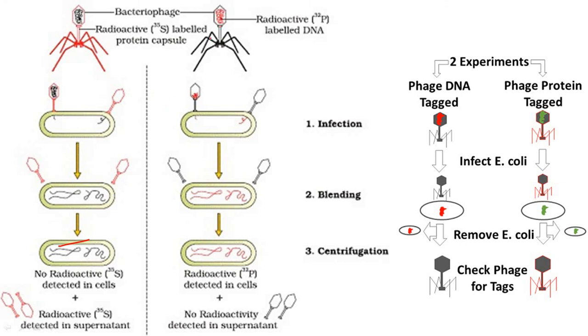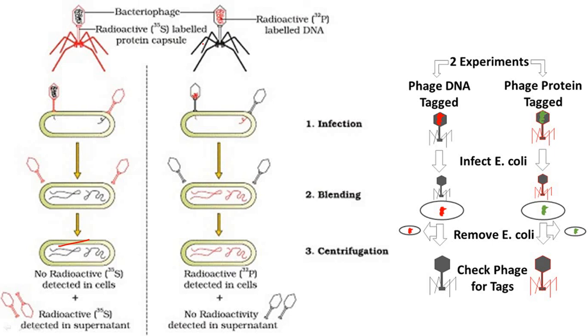The bacteriophage known as T2 can infect the E. coli bacteria and numerous viruses are formed. It has been found that in the capsule of the phage virus sulfur is present, and in the DNA phosphorus is present specifically. Utilizing this property of the phage virus, Hershey and Chase labeled the capsule with the 35S radioactive sulfur and the DNA with the 32P radioactive phosphorus.